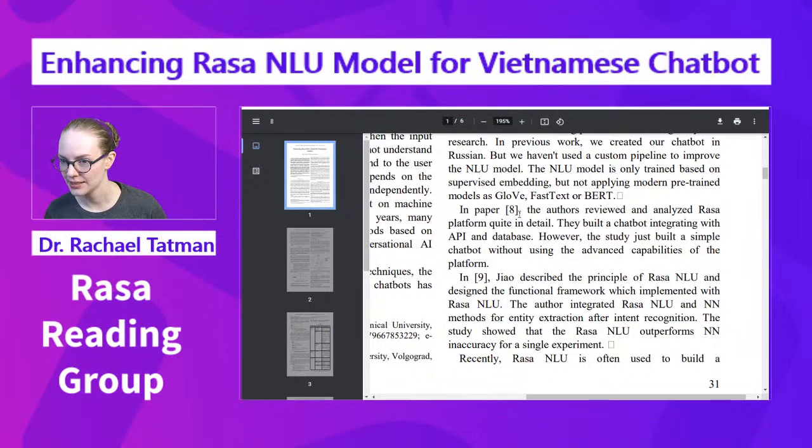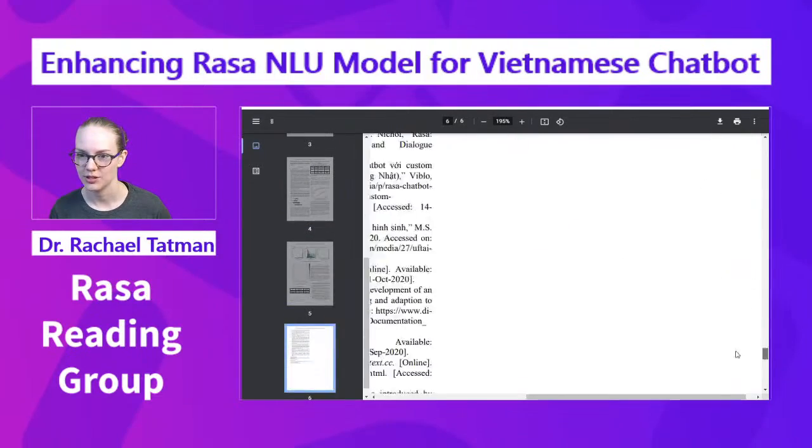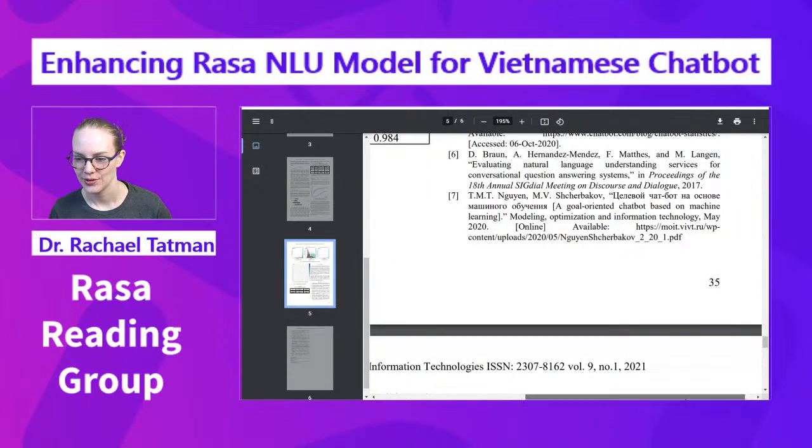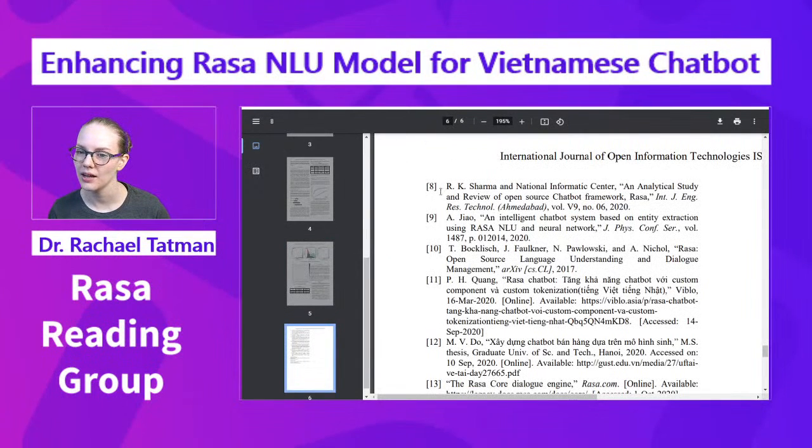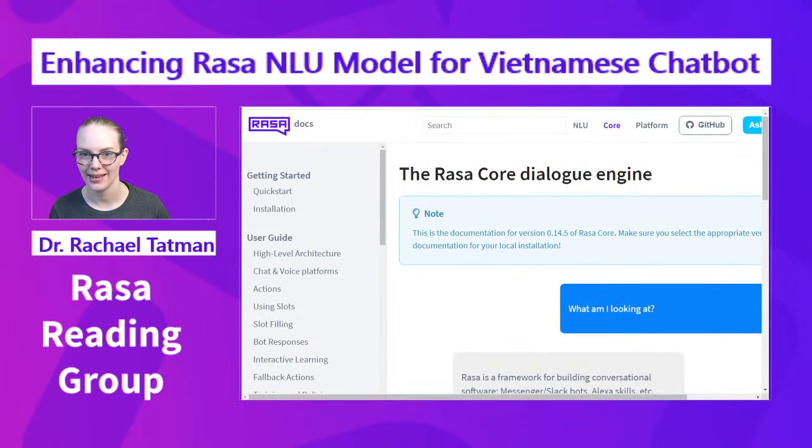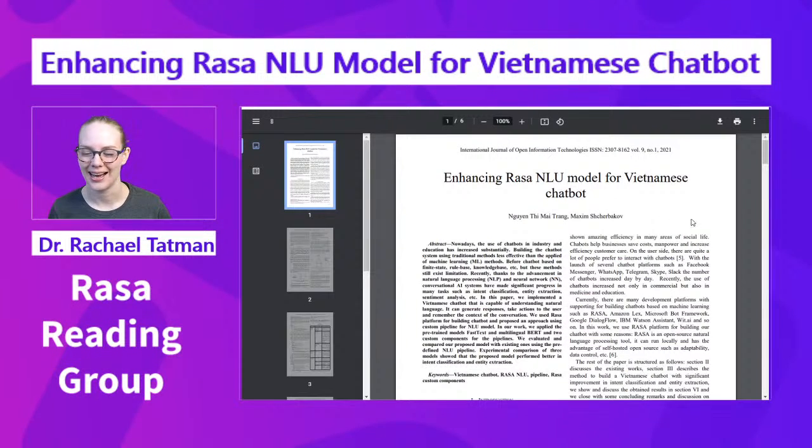In paper 8, the authors reviewed and analyzed the Rasa platform in quite some detail. They built a chatbot integrating with the API in the database. However, the study built a simple chatbot without using the advanced capabilities of the platform. Paper 8. Just going to scroll down. An analytical study and review of open source chatbot framework Rasa in the International Journal of Engineering. I don't think I've read that one. I'm going to have to go through and look at some of their references.